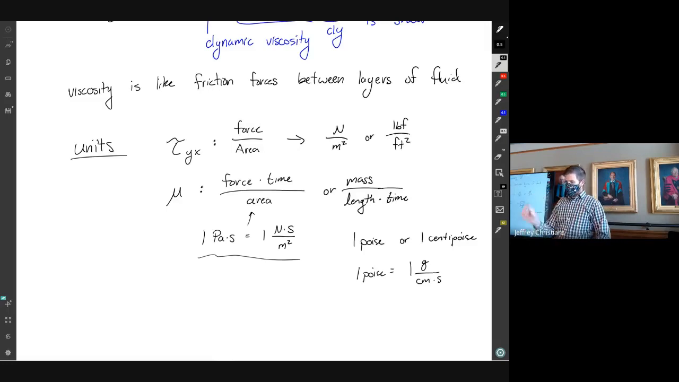Pascal seconds and centipoise are the two most common units. You can obviously go back and forth between them really easily, with a Google unit conversion, or you can do the unit conversion yourself. But these are the two common types of language that you might find somewhere. They vary depending on who's talking and what field you're in, which one people use more.